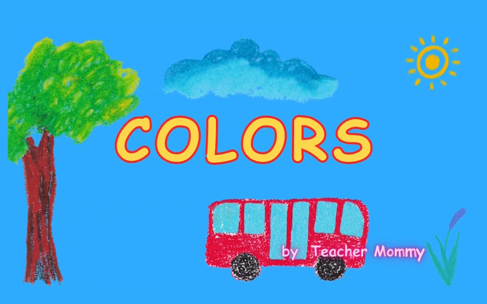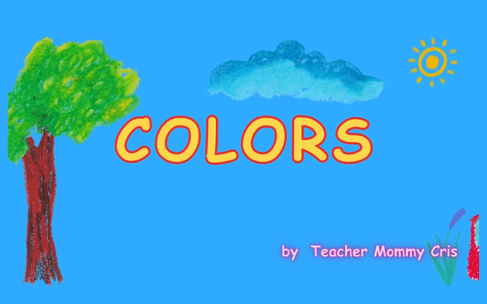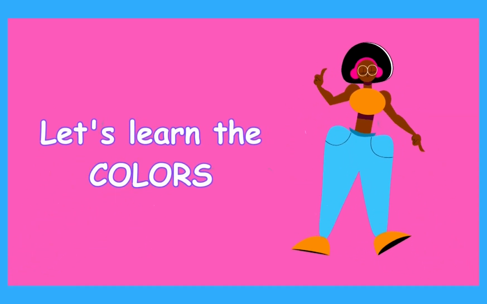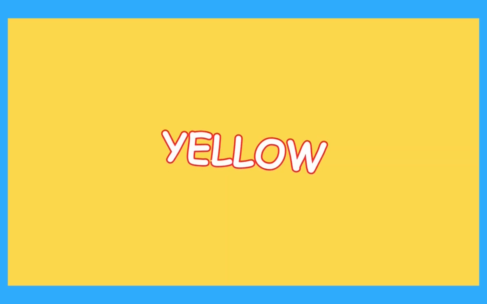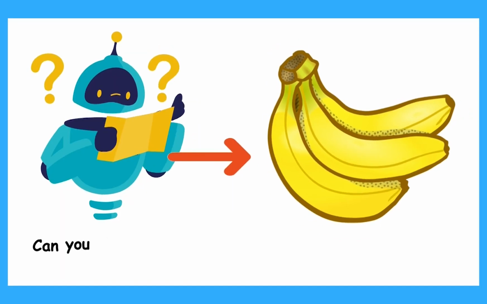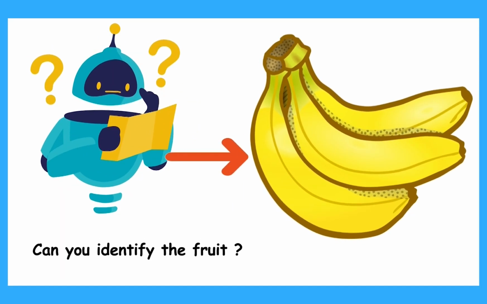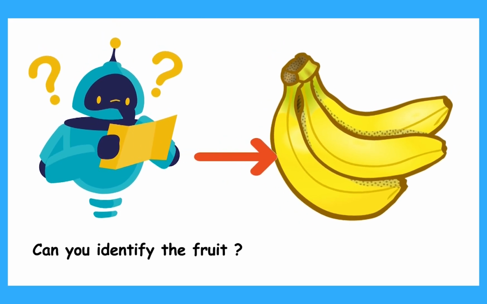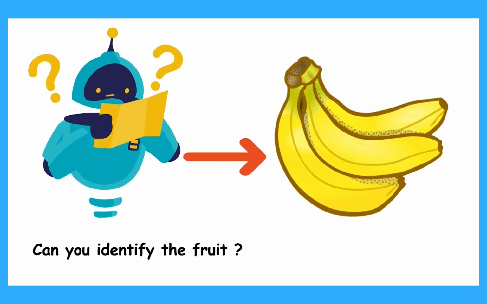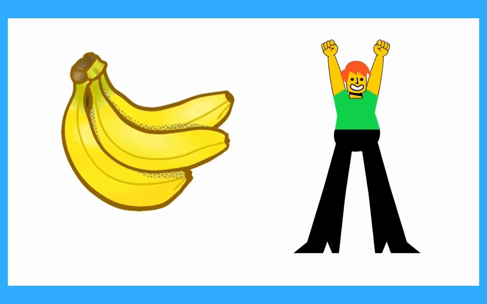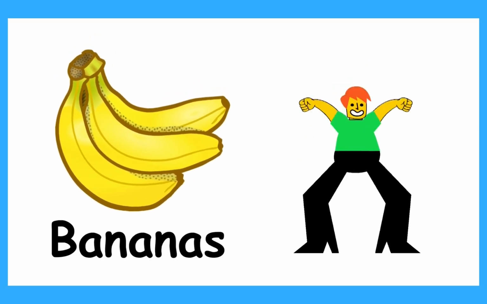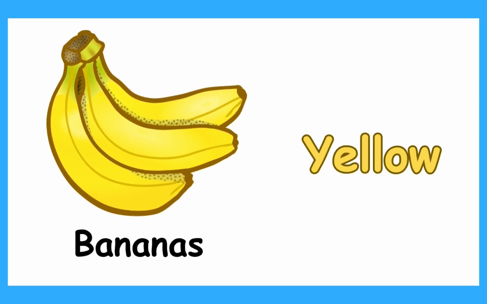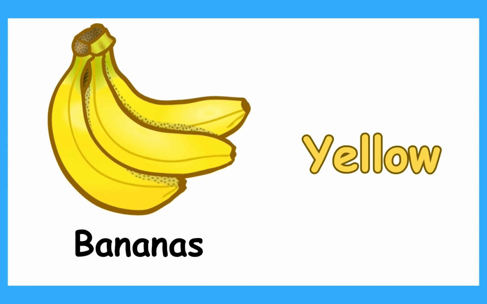Colors by Teacher Mommy Chris. Let's learn the colors. Yellow. What is that? Can you identify the fruit? Those are bananas. You're right. And bananas are color yellow.